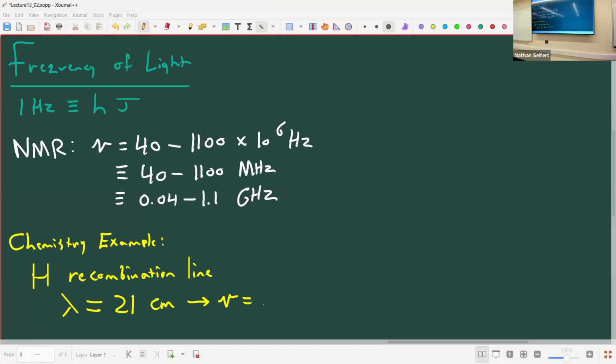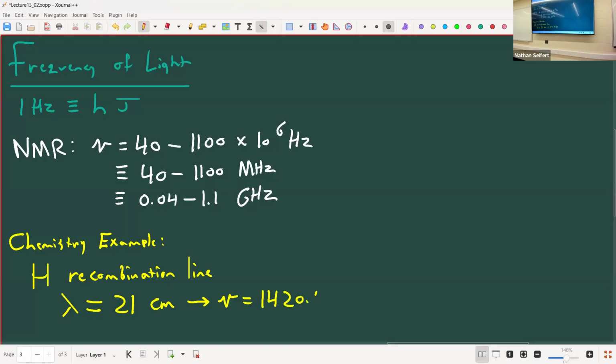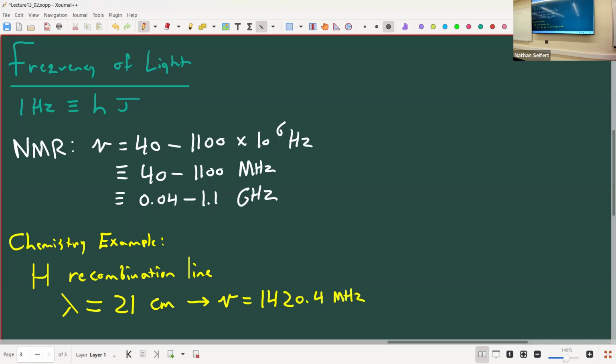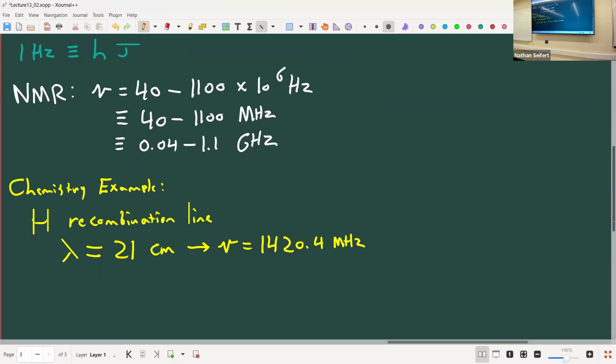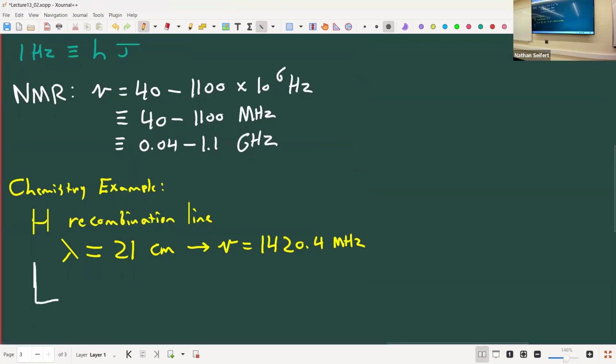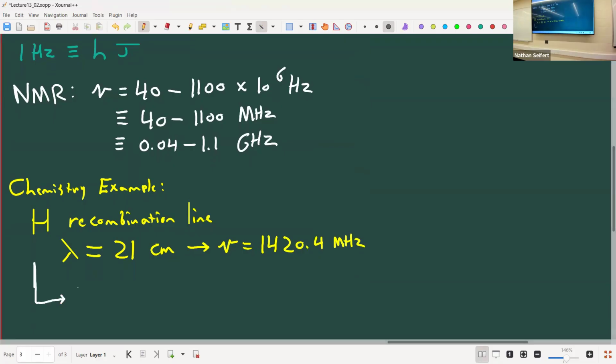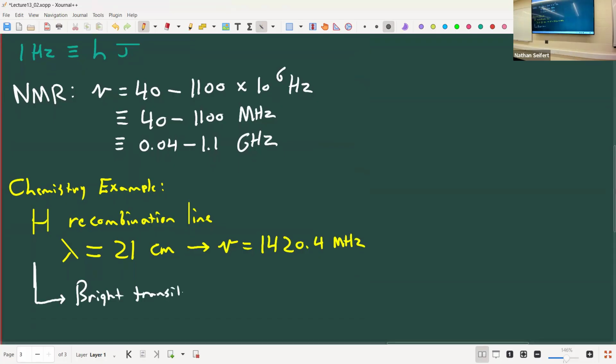Yeah, 1420. All right. And this is a very famous transition in hydrogen that's very, very bright and low energy. I'm not going to tell you what it corresponds to, it's not really important. We'll talk about it later, but this is a bright transition seen in emission in astronomical data. Right? We use this as a tracer for hydrogen.